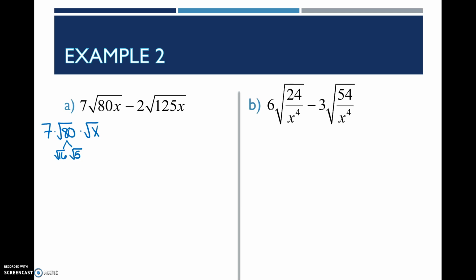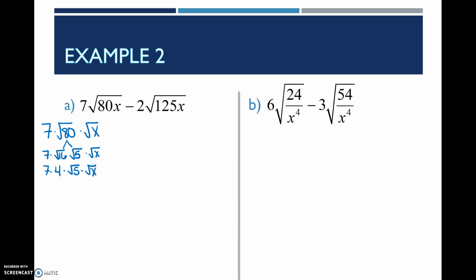Okay. Don't forget there's a 7 in front. Don't forget there's also a square root of x. So I'm trying to keep everything on the same line so I don't lose anything. The square root of 16 is 4.